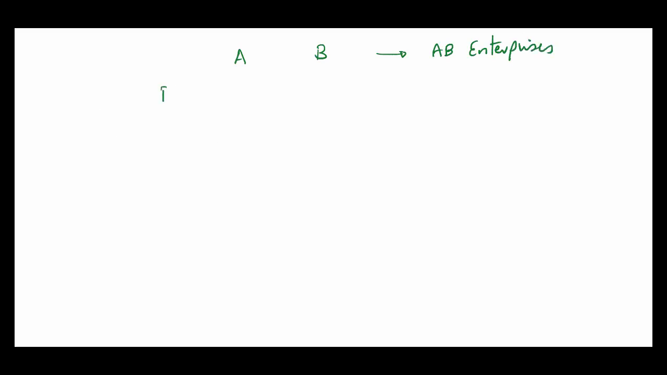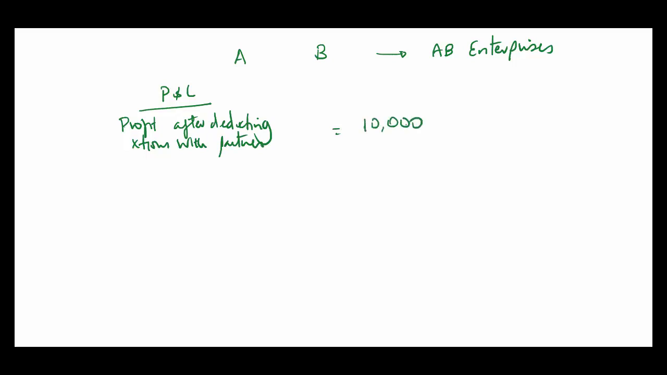And then you're given a P&L, and that P&L shows profit after deducting transactions with partners, assuming the amount you are getting there is, let's say for the sake of argument, 10,000. And then you are given the transactions with partners.